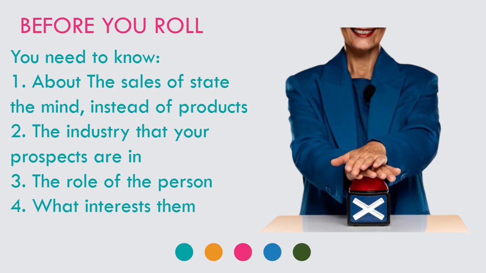So basically, the third thing is the role of the person where they work. And the fourth thing is what interests them. So, what really do they want? Forget about the need. Forget about telling them real estate is the new oil. Forget about what you think they need. At this point, what do you think they want?